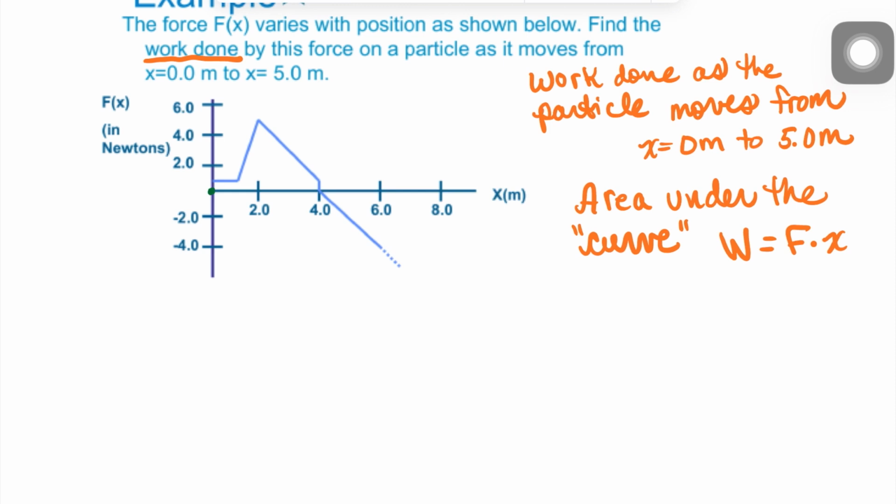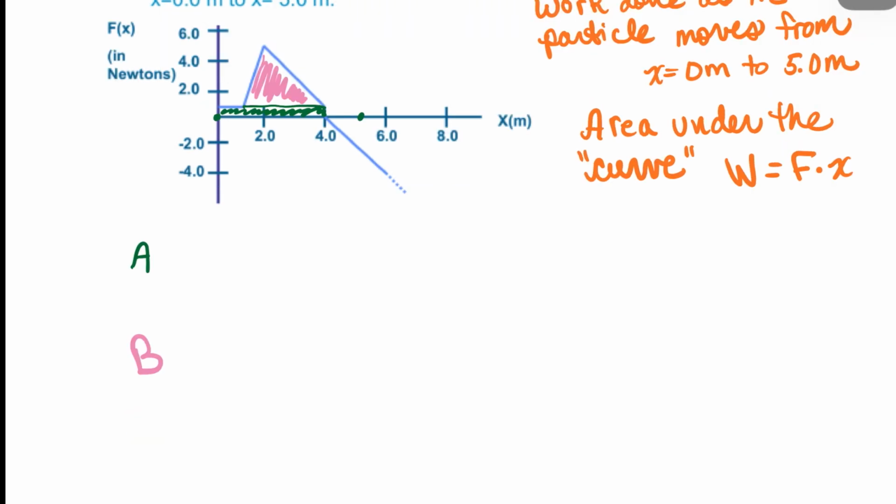So the first one I'm going to draw goes from 0 to 4 meters, and it's that long, skinny rectangle, and I'm going to call that A. The next one I am shading in here is a triangle, and I'm going to call that B. And finally, the last bit of this that takes me to the 5 meter mark is that triangle that I've shaded in that goes below the x-axis, and I'm labeling it C.